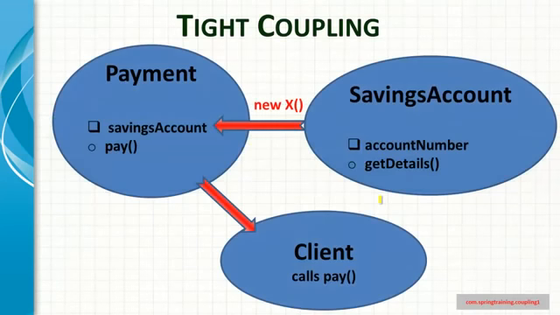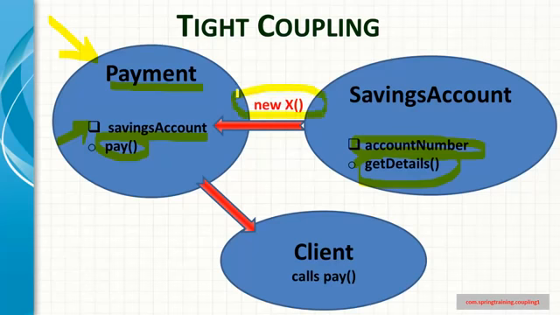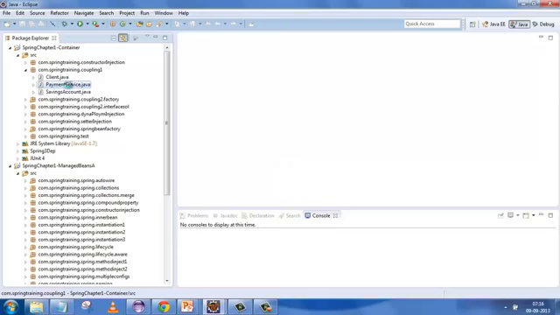So the first problem is tight coupling. The use case that we are using is a payment service. This payment service requires the account it needs payment from, and there is a method called pay, and it needs a saving account. And how does it get a saving account? There is a saving account component, a saving account object. This class has account number as an instance variable and getDetails as a method. So when payment needs a saving account, it does a new saving account, holds it, and then the client calls pay on top of it. We have a payment service.